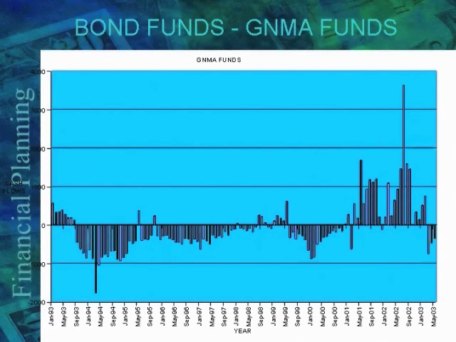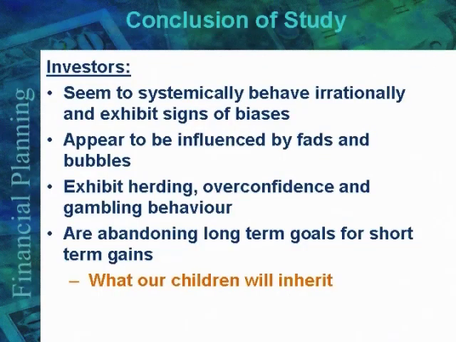This is in real estate funds. Again, exact same market. Take it out when it's low priced, put it back in when it's high priced. So, in conclusion, this is the academic in me. We seem to systemically behave irrationally. I don't want to say we do, but we seem to. The data suggests that we exhibit signs of bias, of herding behavior, overconfidence, gambling behavior. We appear to be influenced by fads and bubbles.